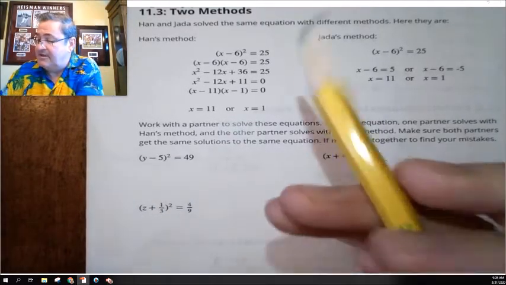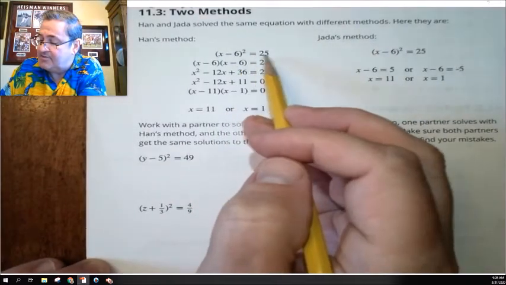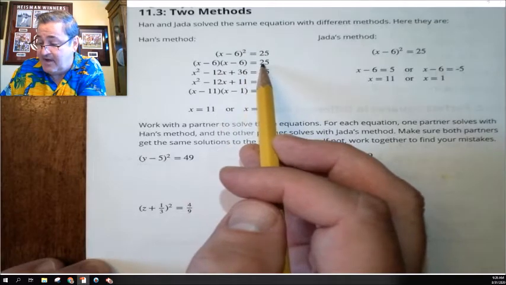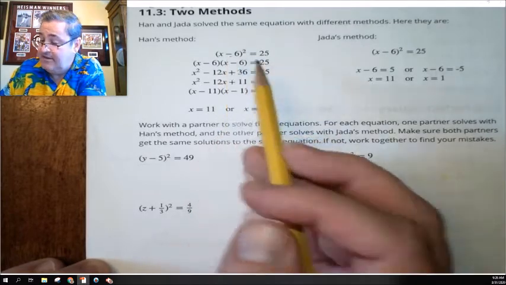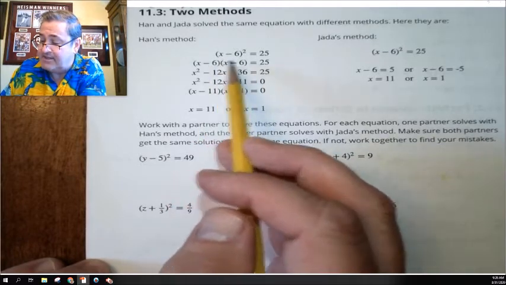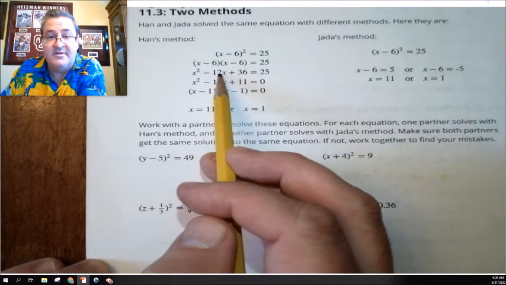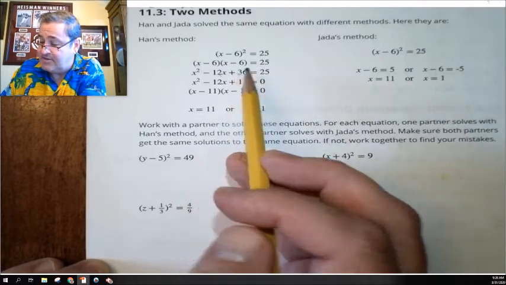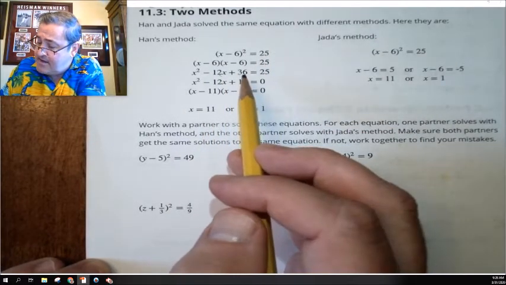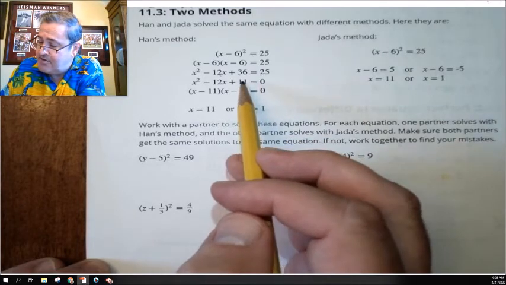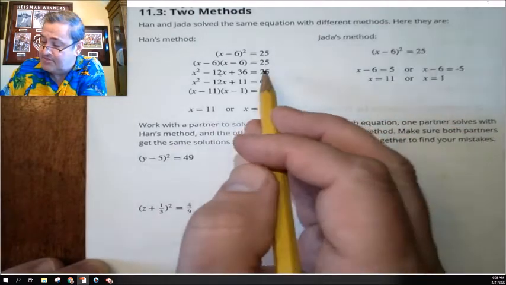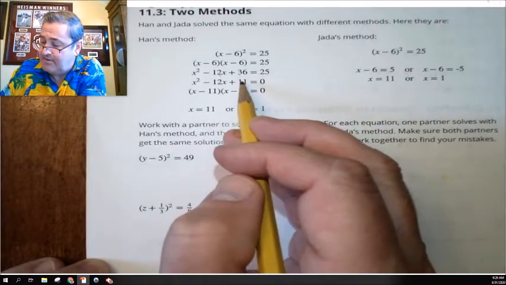So let's look and see what Han did. He had x minus 6 squared equals 25. So that'd be x minus 6 times x minus 6 equals 25, right? Because he just rewrote that. So then he took this and he distributed it to standard form. So since you have a minus 6 as both of them, you'd add it together to get the middle term, multiply to get the last term. So this is the same as that. Okay, then he subtracted the 25 over and set it equal to 0, so he can use the zero product property, right? So when you subtract 25 from 36, you get 11.